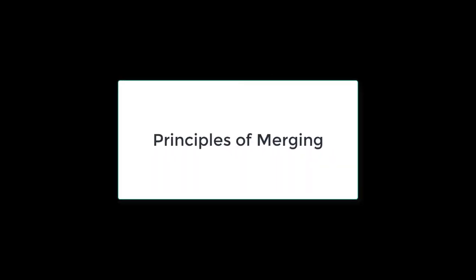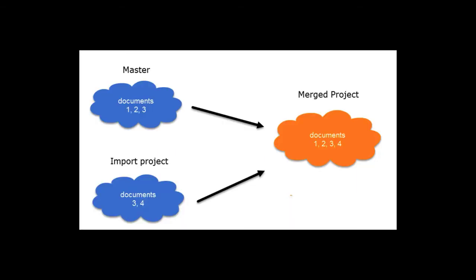Before I show you in the software how to actually do the merge, I would like to walk you through some general principles. So the general rule is that everything that is the same will be merged, and everything that is different will be added. So let's look at this example here now. We have two projects here, and document 3 is available in both projects, and 1 and 2 and 4 are different documents. So we end up with a merged project that contains documents 1, 2, 3 and 4.